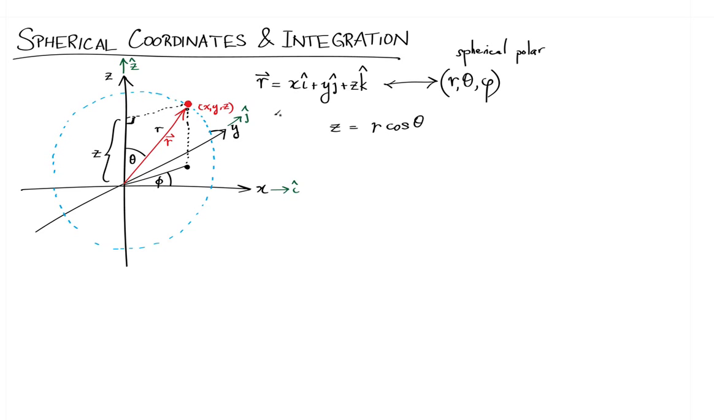So I always like to take this limit, if theta was close to 90 degrees or if theta was close to 0. That's how I check. All right, so that's z.